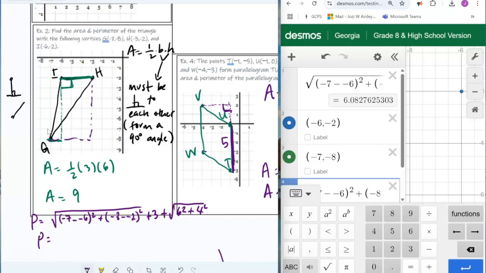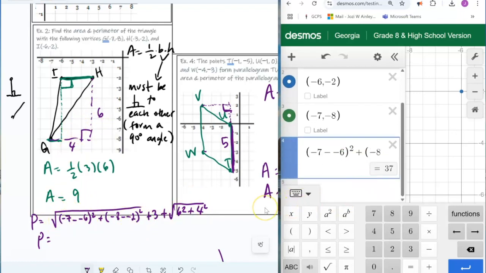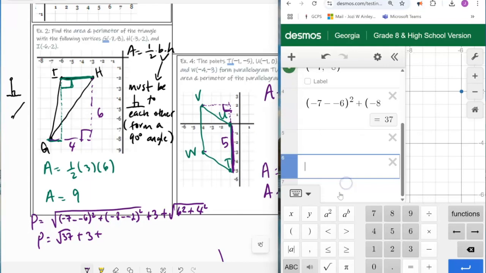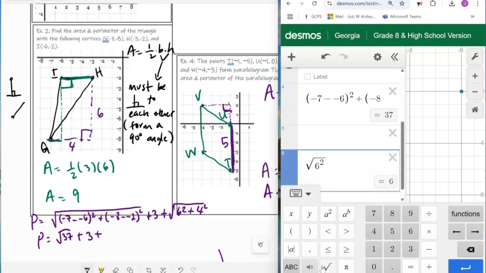Okay, so I know that, and let me draw the triangle so you can see what I did. So this is the 90, this is 6, and this is 4. So I did a squared plus b squared equals c squared, and then I square rooted both sides. All right, so now I know this whole part is square root of 37 plus 3 plus, now I just need to put this in there. So I need to put the square root of 6 squared plus 4 squared.